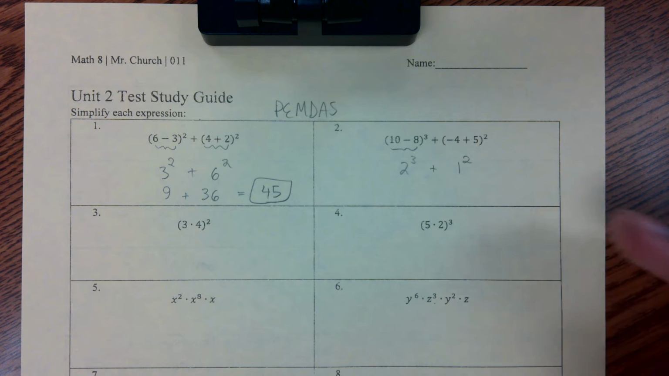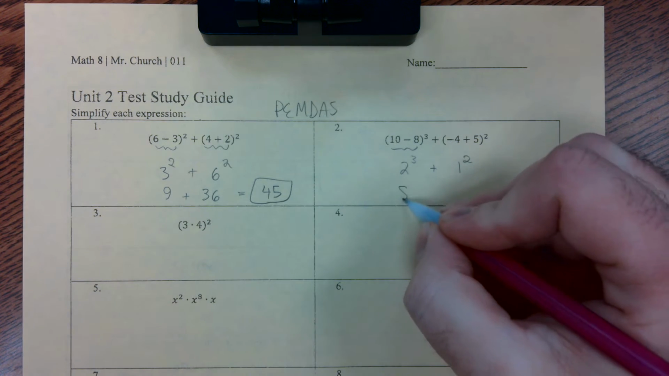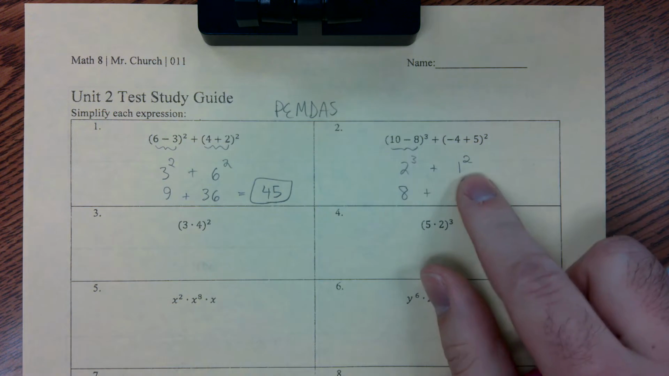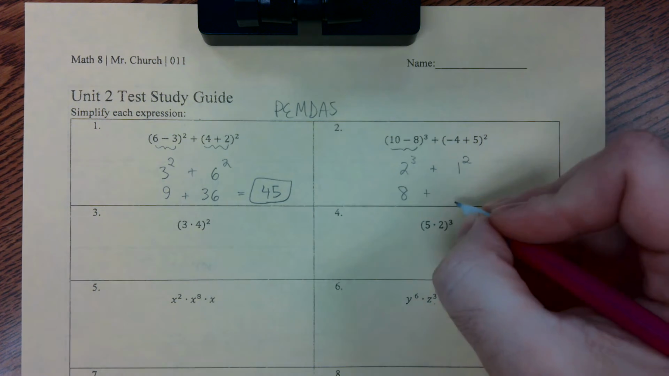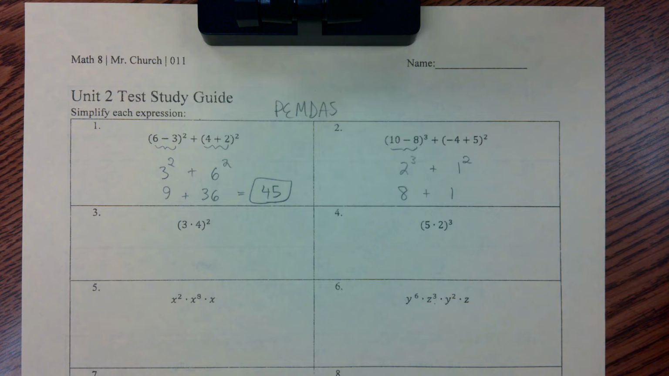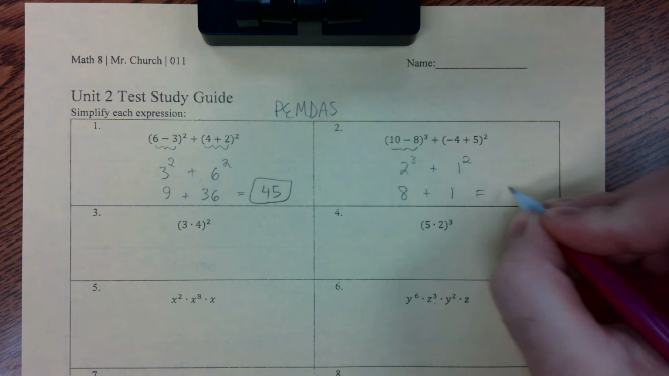2 to the third power is 2 times 2 times 2. That gives us 8. And 1 squared is just 1 times 1. That's going to be 1. 8 plus 1 gives us 9.